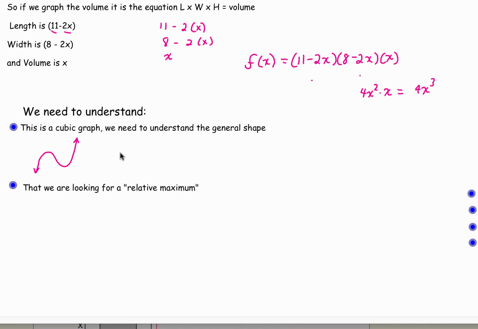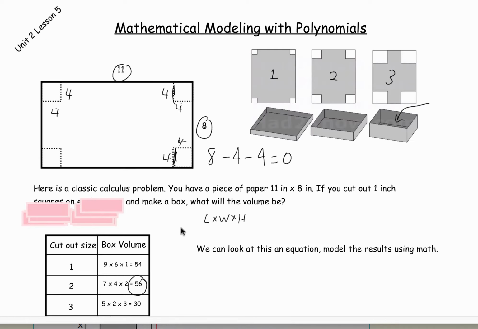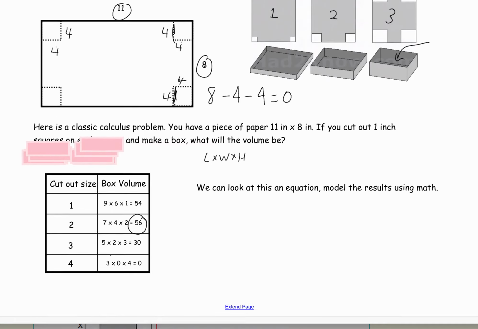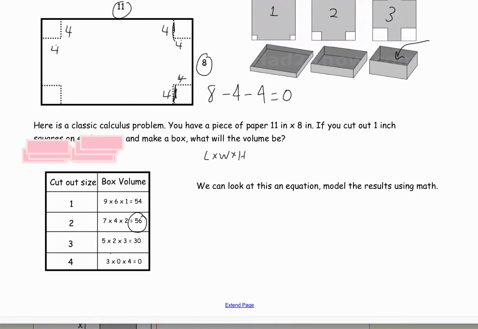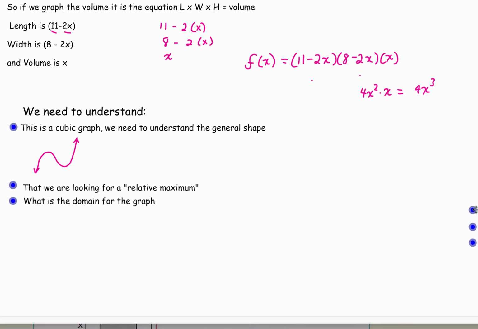What we're looking for is the relative maximum, because we want to find the most volume, the highest volume there is. What's the domain for the graph? Well, we found out back here that we can't take out a cut size of 4 because then that would give us 0. So there are obviously things that we can't use for that square.